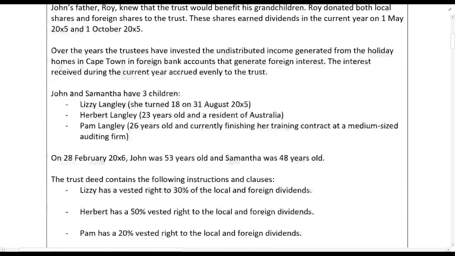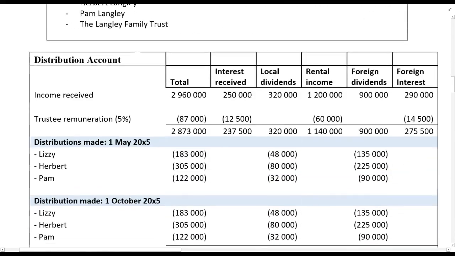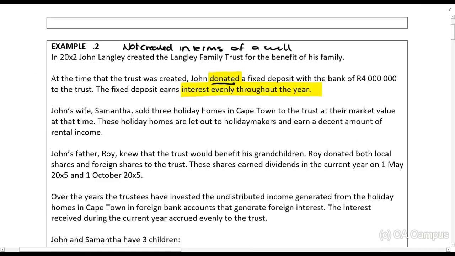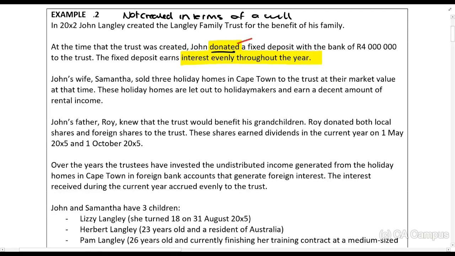Now guys, when you do a trust question, you should receive a distribution account with it. It's important for you to then identify, you see here at the top, who the donors are. So this interest received over here, that comes from the information from John, right? So at the top here, I'm going to put, if there is any donor, we'll say who it is. So John is the donor. So that's important. Remember, if it was donated, section 7 can apply.